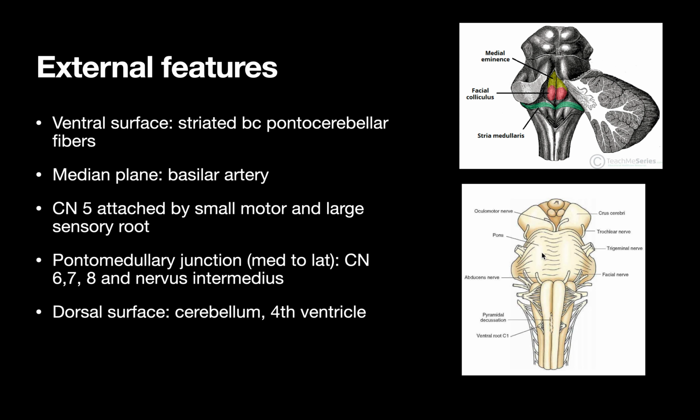Cranial nerve number 5, the trigeminal nerve, is going to be attached by the small motor and the large sensory root. So here's the motor in the front, sensory in the back. And then at the pontomedullary junction, there are going to be cranial nerves 6, 7, 8, and then the nervus intermedius. On the dorsal surface, there is going to be the cerebellum and the fourth ventricle. Right here, it's kind of like resected. Here's the stria medullaris, there's the median plane or medial eminence, and here are all the tracts.